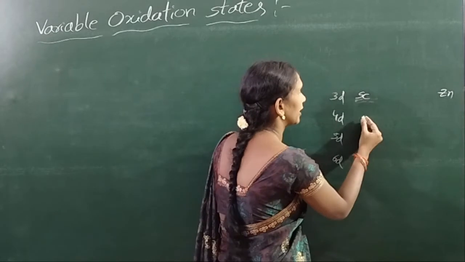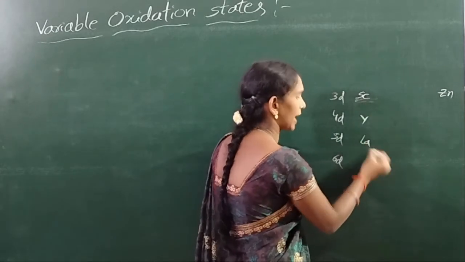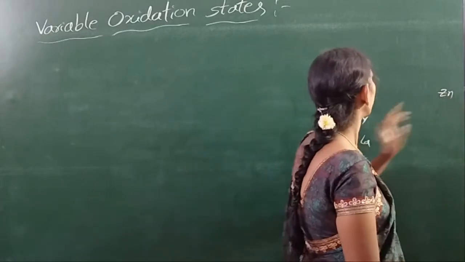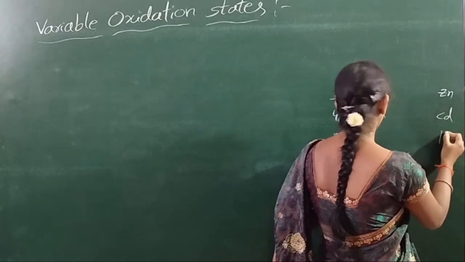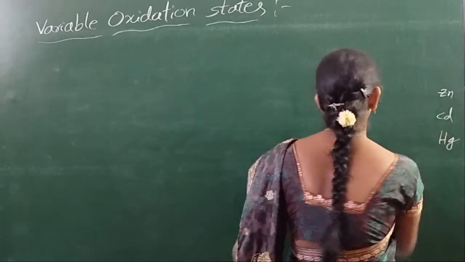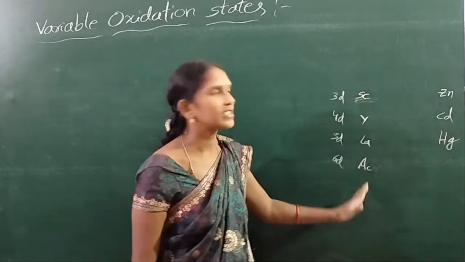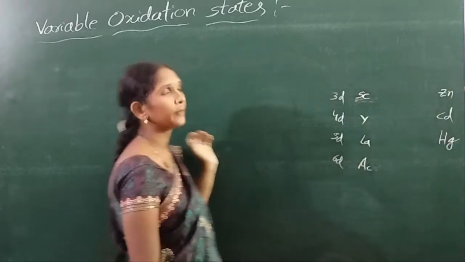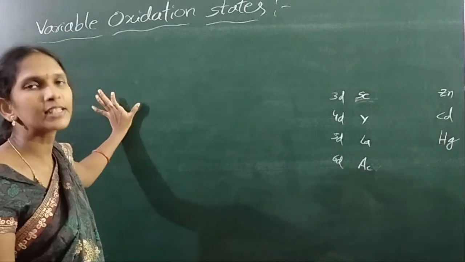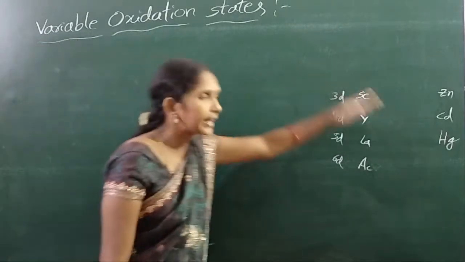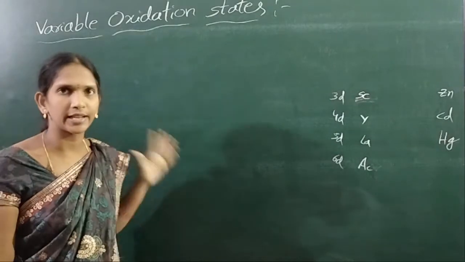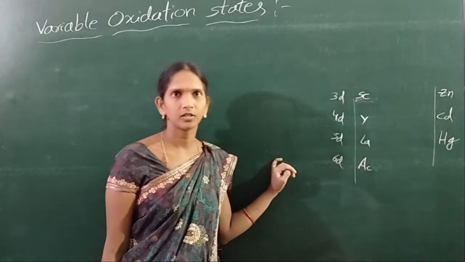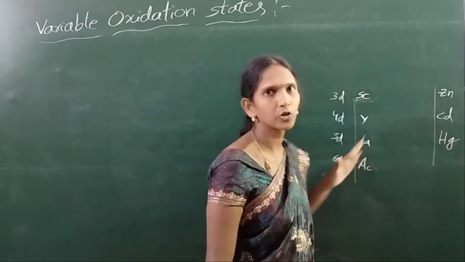Here the first element is yttrium, here the first element is lanthanum, and in this way actinium. Next, zinc, cadmium, mercury. These are the first group elements and this is the last group of elements in D block elements. D block elements can have variable oxidation states except first and last group elements.